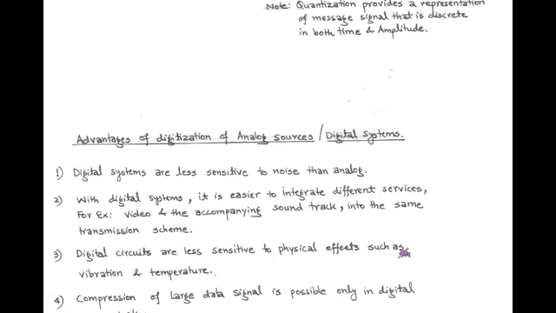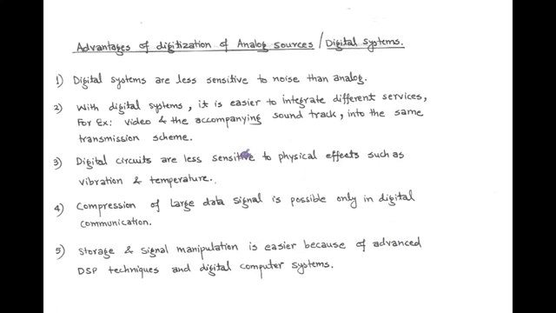Next, we discuss the advantages of using digital systems, or we can say digitization of analog sources. The first point is, as compared to analog systems, digital systems are less sensitive to noise. Second point is, digital systems make it easy to integrate different services. For example, video and soundtrack are combined into the same transmission scheme.